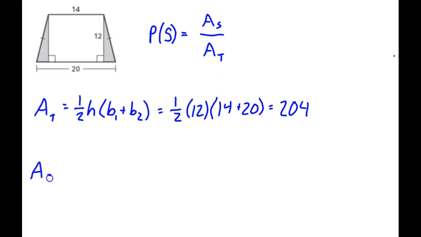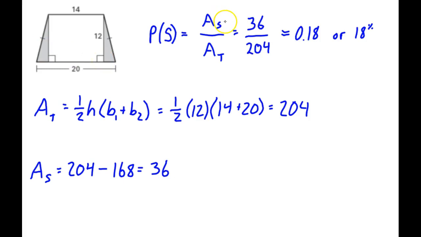Now to find the area of the shaded region, we take that total, which was 204 square units, minus the area of the inside unshaded region. So if we take 14 times 12, that would be 168, which leaves us with 36 square units for the shaded region. Now if we take the area of the shaded region, which we found to be 36, divided by the area of the total, which is 204, we get approximately 0.18 or 18%. The probability of randomly selecting a point that lies in the shaded region is going to be 18%.